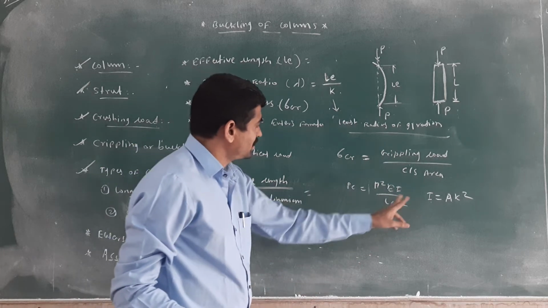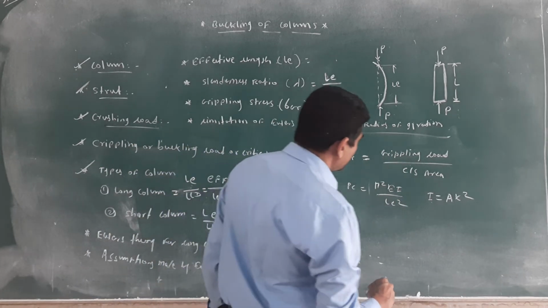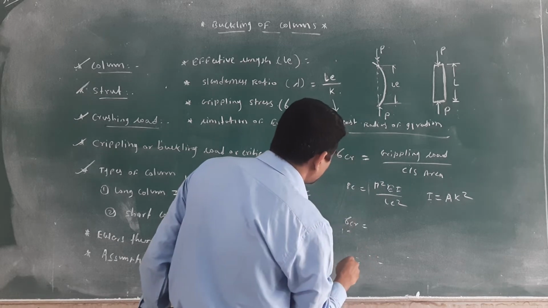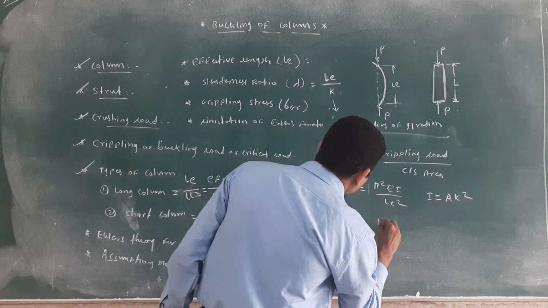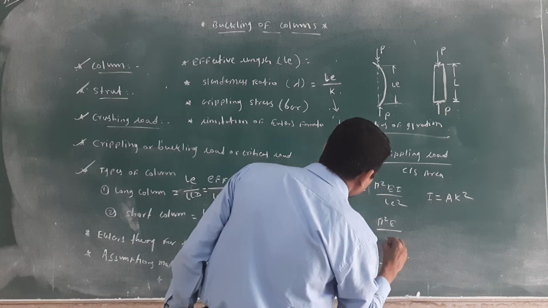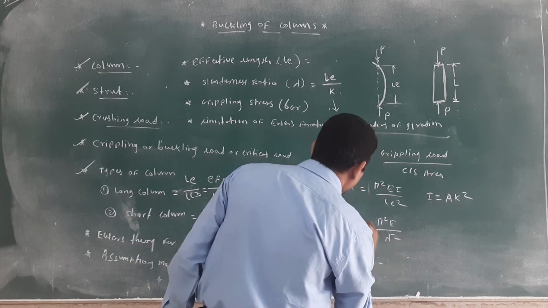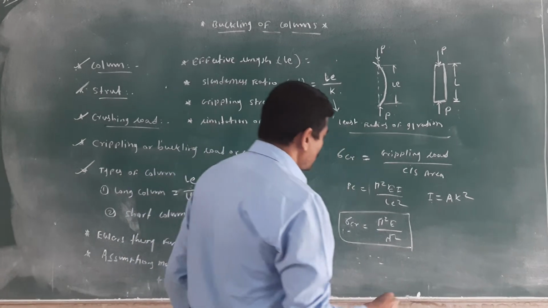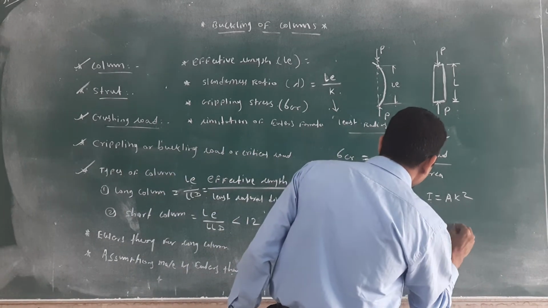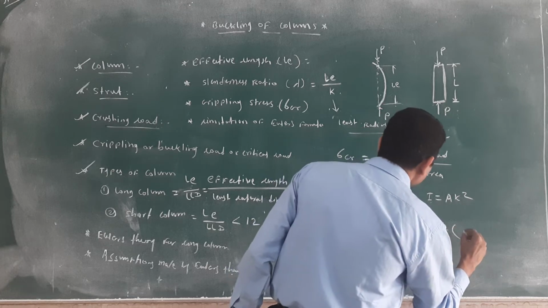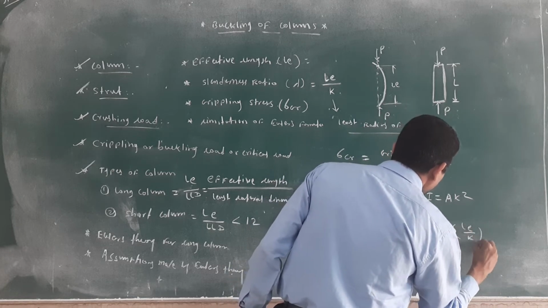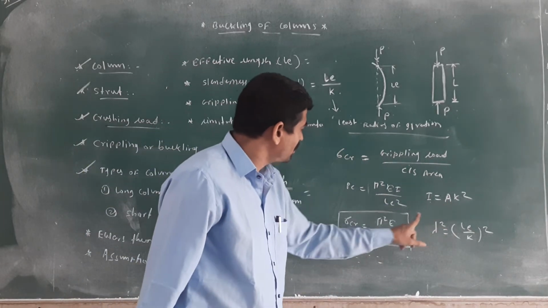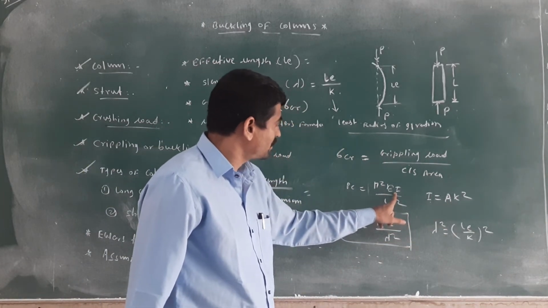If you put this in the equation, you will get the crippling stress sigma CR equal to pi square E divided by lambda square. Again, what is lambda? The slenderness ratio lambda is equal to LE divided by K. If you put it here, you will get the A K square.